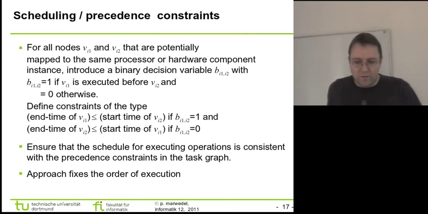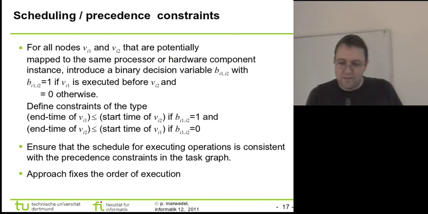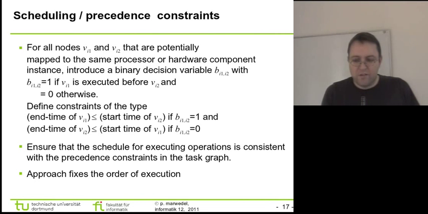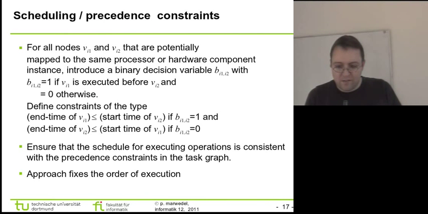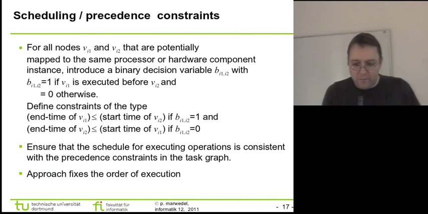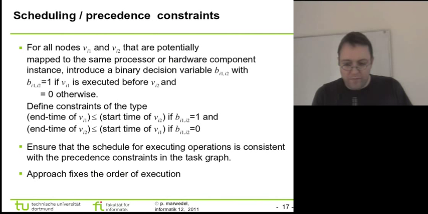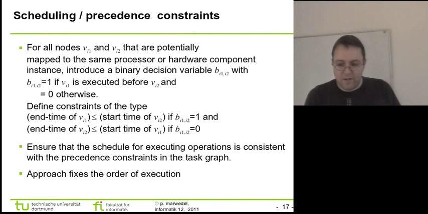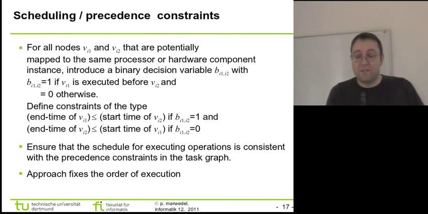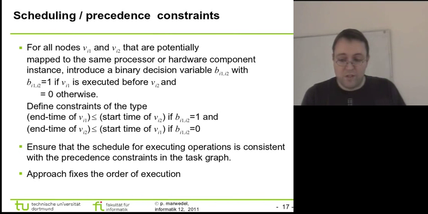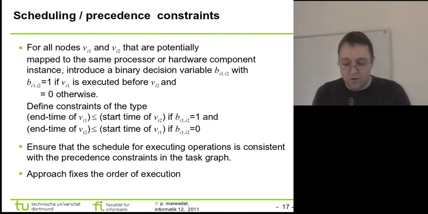So in the previous example, we've seen that we have precedence constraints. Now if we consider task nodes v with index i1 and v with index i2, and these nodes might actually be mapped to the same processor or hardware component instance, we will introduce a binary decision variable b with indexes i1 and i2. And for this variable b, we postulate that it is 1 if task graph node i1 is executed before task graph node i2, and 0 otherwise. So now we can define constraints of the type: the end time of vi1 must be less than or equal to the start time of vi2 if b is equal to 1, and it's the other way around if b(i1,i2) is equal to 0. So now we have to ensure that the schedule for executing operations is consistent with the precedence constraints in the task graph. And this approach then fixes the order of execution of the tasks.